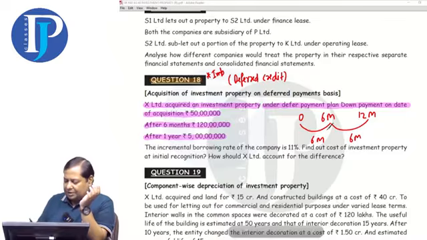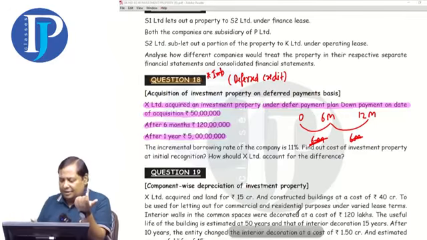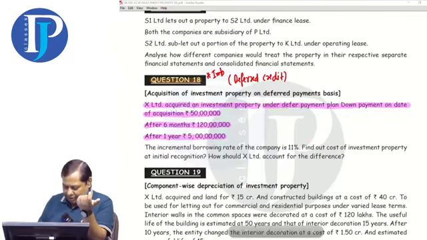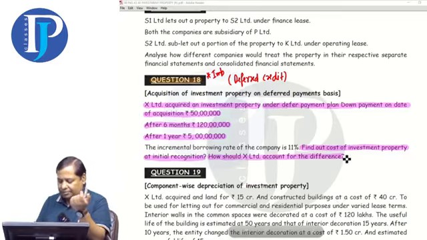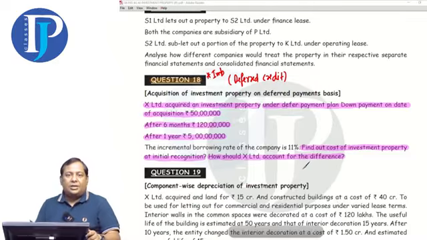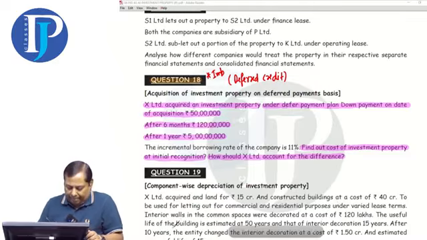The payments you have designed for 6 months. If it was for 3 months, then quarterly rate. If 2 years, then double rate. If it was annual, then 11%. What is the question? It says find out the cost of the property at initial recognition. How should X Limited account for the difference? I will show you how to do accounting for interest.